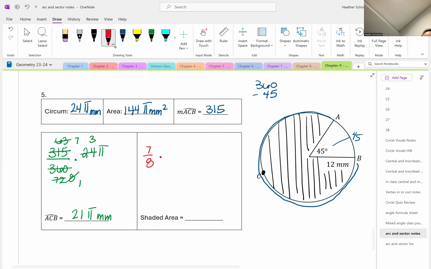All right, for the last one, for the area, we want a fraction of the area. We don't want the whole circle. We just want everything that's shaded. So we want 7/8 of the circle. So I'm going to take 7/8 times 144 pi.